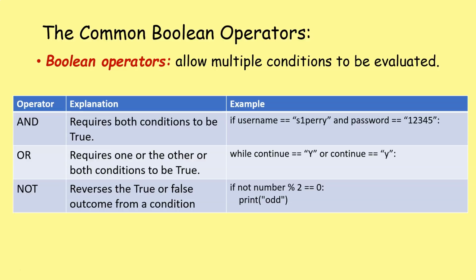And NOT reverses the true or false outcome from a condition. So here, if not number mod 2 equals 0, print odd. I could change this and say, if number mod 2 not equal to 0. This would also give you the same result.